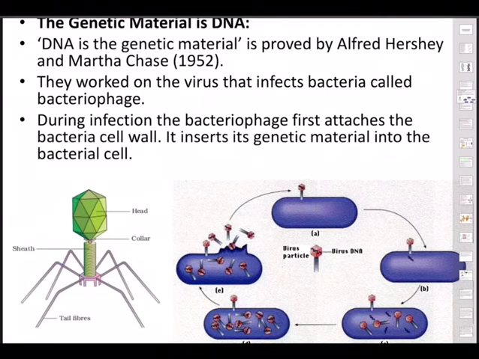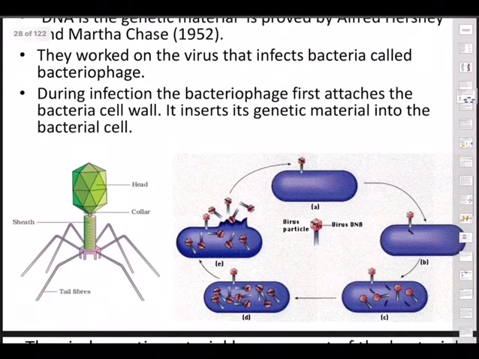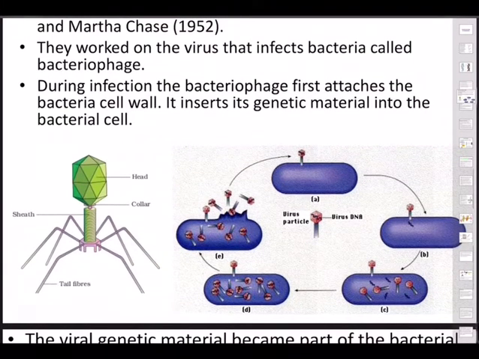All of you know by seeing the diagram only, it looks like a satellite. It has a head, a collar, a sheath, and tail fibers. So this is a bacteriophage. Though the name is bacteriophage, all of you know bacteriophage is a virus and that infects bacteria. So do not think that bacteriophage is a bacteria. Bacteriophage is a virus. During infection, the bacteriophage first attaches to the bacterial cell wall.